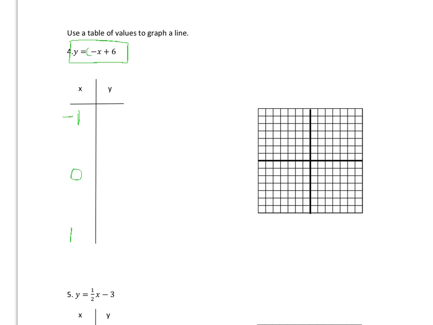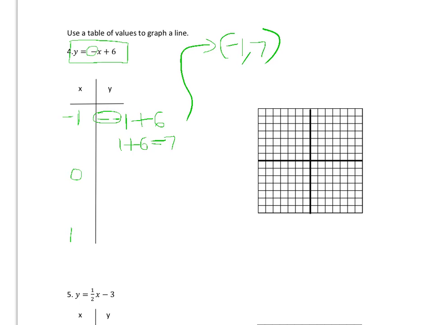Now, a little tricky. I have this negative, so I'm going to have negative, but then I'm going to put this -1 in for x, so I'm going to put in another -1 here. So I'm going to have 2 negatives, negative of -1 plus 6. Well, these cancel, it just becomes positive, so it's positive 1 plus 6, which is 7. So this ordered pair here is -1, 7.